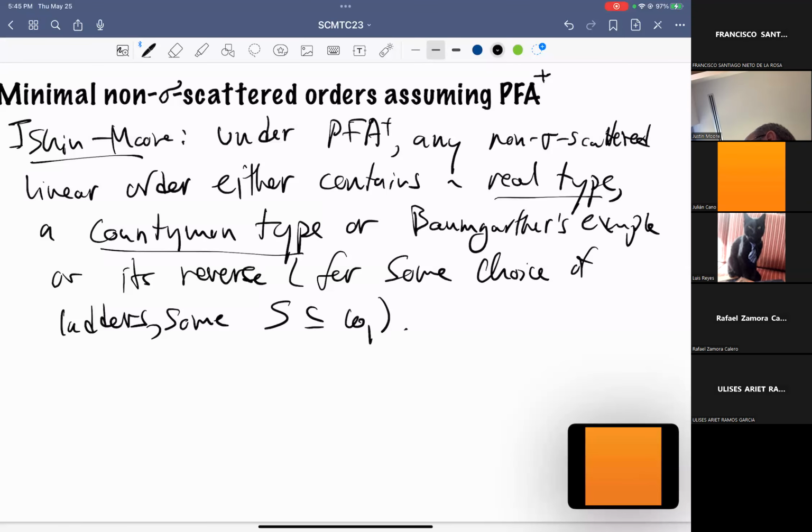Maybe it's just always true that any non-sigma scattered order either contains a real type, an Ehrenstein type, or Baumgartner's example. Maybe they always contain a suborder of size aleph 1. Maybe that's true at least if they're minimal.